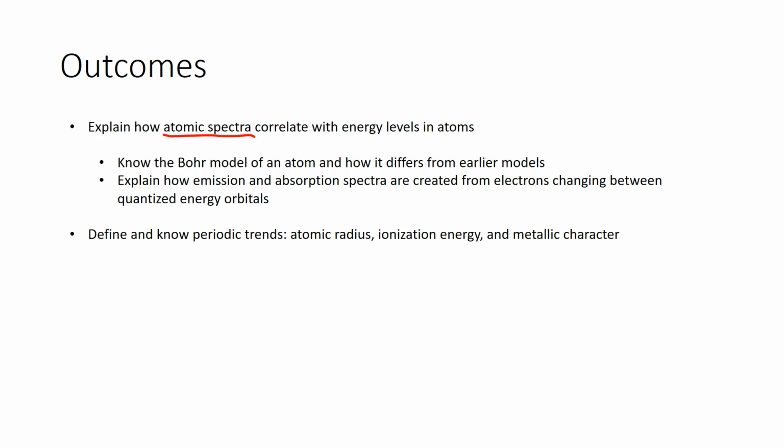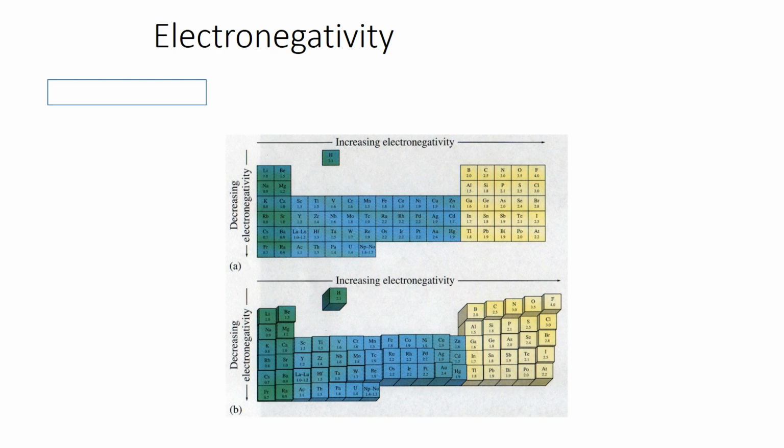This again goes back and relates to the Bohr model a little bit, but it's going to be dealing more with emission and absorption of energy and how the electrons absorb or give off that energy. And then we'll also continue defining the atomic trends. We've already identified atomic radius and ionization energy, but we're going to look at metallic character, electronegativity, and reactivity today. All right, so starting off, the first one that we're going to talk about is electronegativity.